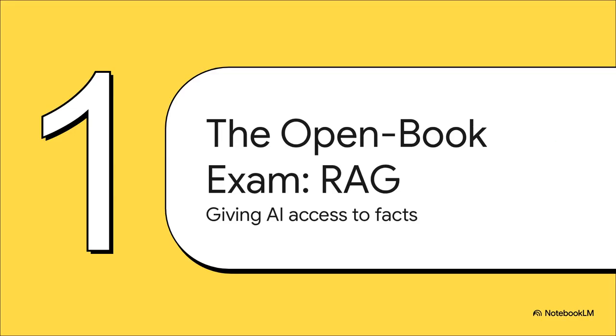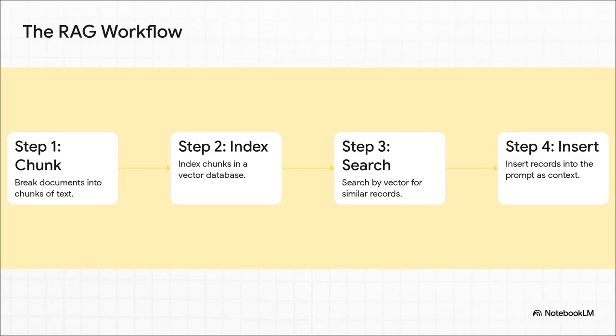All right, so the solution, and it's a really elegant one, is a technique called retrieval augmented generation. We just call it RAG for short. Now, the best way to think about RAG is this. It's like giving the AI an open book exam, instead of forcing it to rely only on what it memorized during its training. Okay, so this workflow you're seeing here, it's a total game changer.